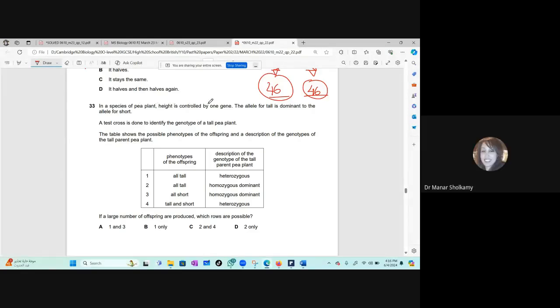Okay, 33. In a species of pea plant, height is controlled by one gene. The allele for tall is dominant to short. A test cross is done to identify the genotype of a tall plant. The table shows the possible phenotypes of the offspring and a description of the genotype of the tall parent pea plant. Now, the phenotypes of the offspring are all tall. What will be the description of the genotype of the tall parent? They are all tall in the test cross, so the parent plant will be heterozygous or homozygous dominant.